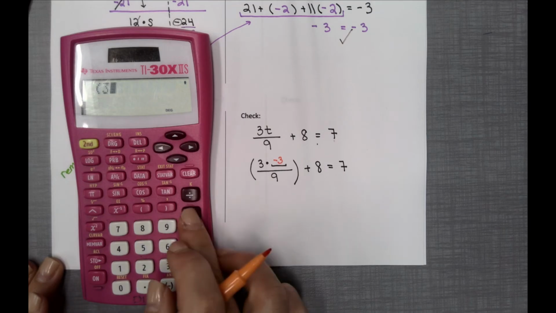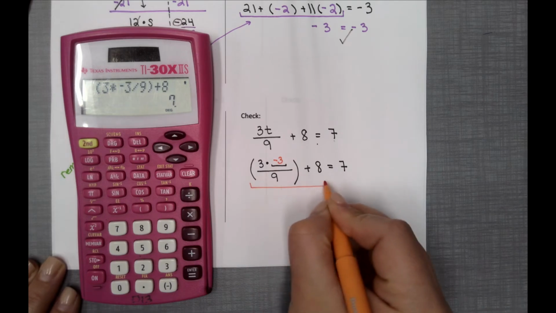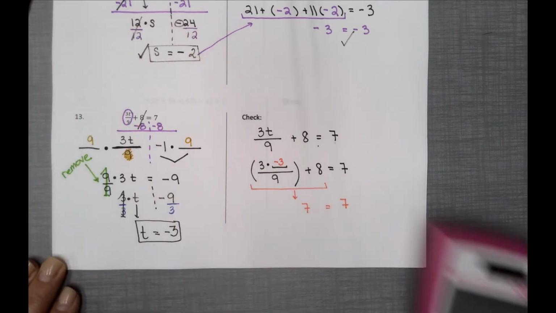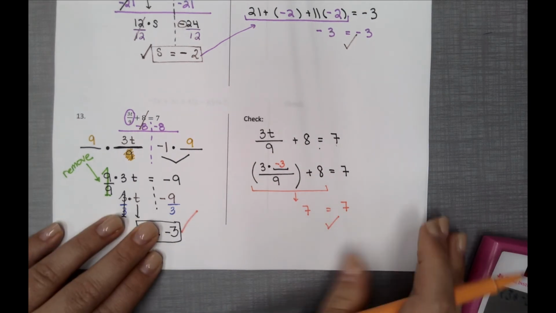Open 3 times -3 over 9. Close it. Plus 8 equals, and that does give me 7, which is good. That means I can create a check mark that this answer actually checks out.